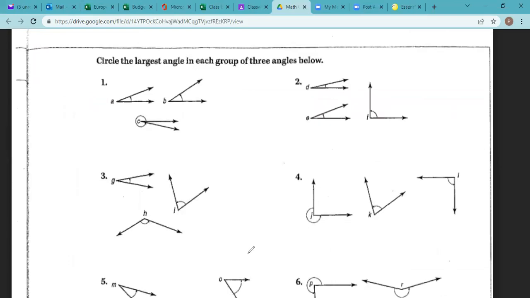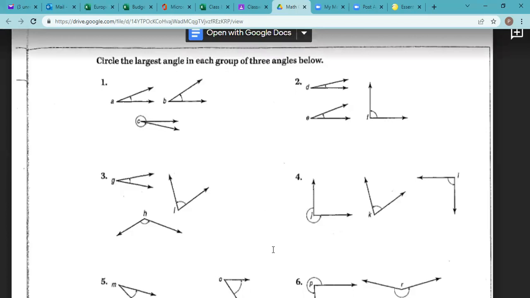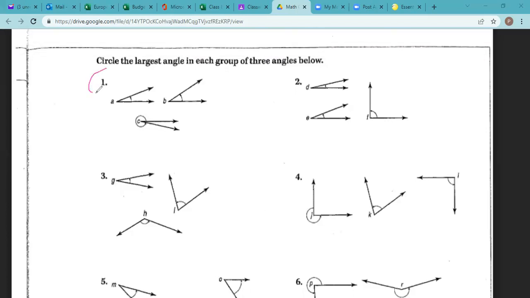All right, so here's some practice right here, and it says to circle the largest angle in each group of the three angles below. So you're not looking for the size of the legs, you're looking for the arrow that's curved. Is it on the inside? Is it on the outside? Remember, if it's on the outside, that means it's going to be a much larger angle. So you need to circle the largest angle in each group. So as we look at number one, take a look at that. Which one is bigger? Which one is the larger angle?